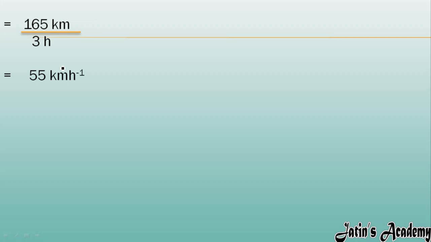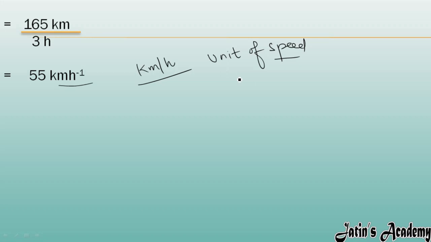Now see this kilometer per hour. Kilometer per hour is also a unit of speed. But kilometer per hour is the bigger unit of speed, and meter per second is the SI unit of speed. Fine. So like this, you can solve the numericals related to average speed or related to speed.